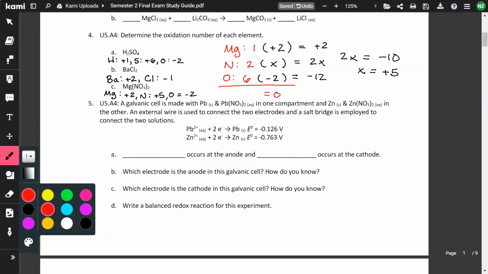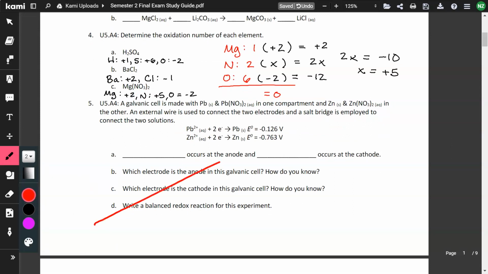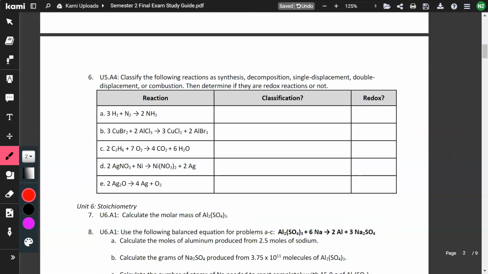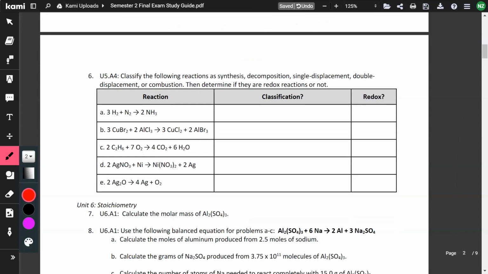Okay, number 5 talks about galvanic cells. We actually skipped that this year, so let's go ahead and just cross that off. All right, number 6 asks us to classify the following reactions.